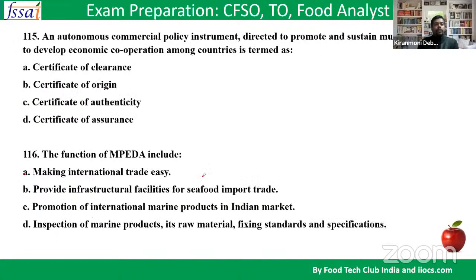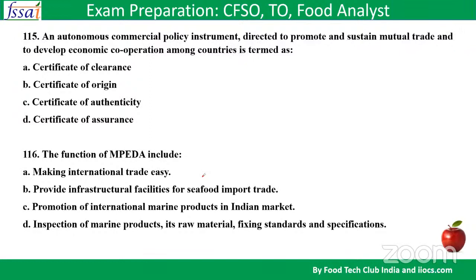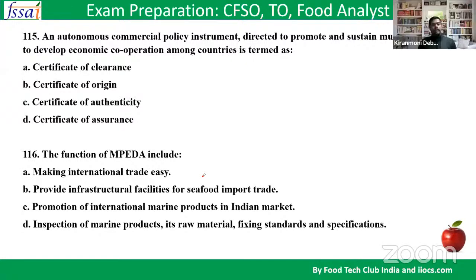Okay. An autonomous commercial policy instrument directed to promote and sustain mutual trade and to develop economic cooperation among countries is termed as: certificate of clearance, certificate of origin, certificate of authenticity, certificate of assurance. D option. Read again. An autonomous commercial policy instrument directed to promote and sustain mutual trade and to develop economic cooperation among countries.